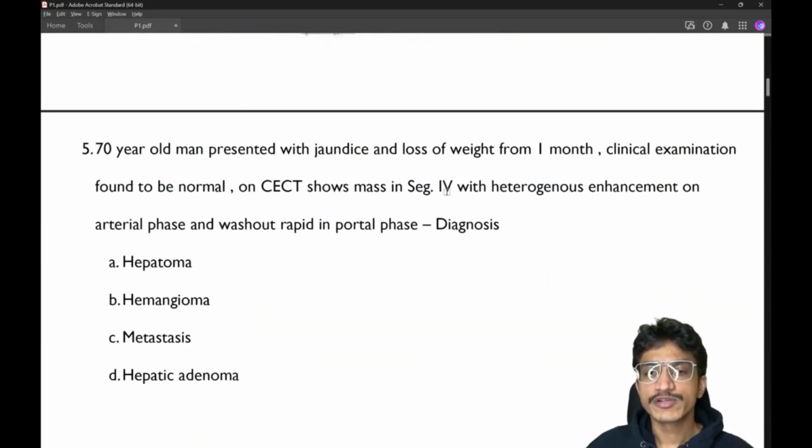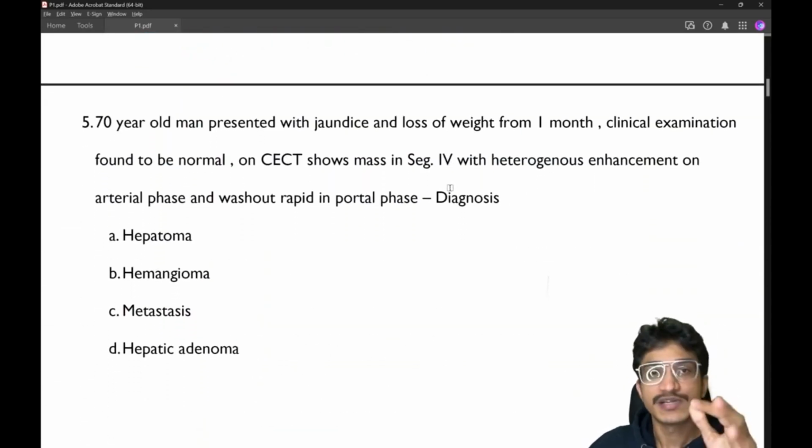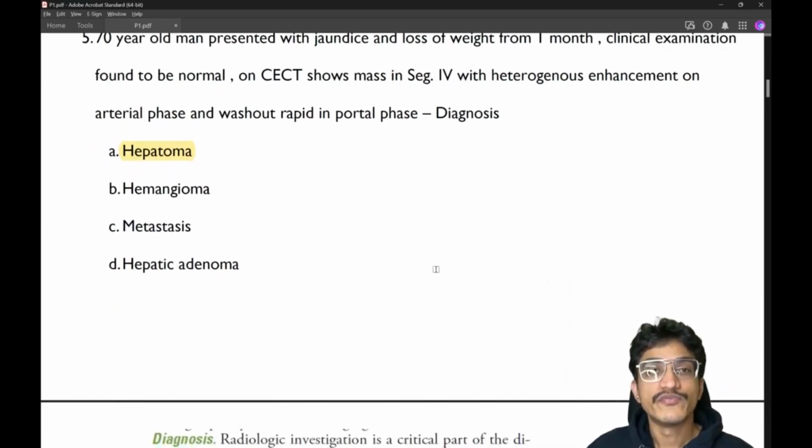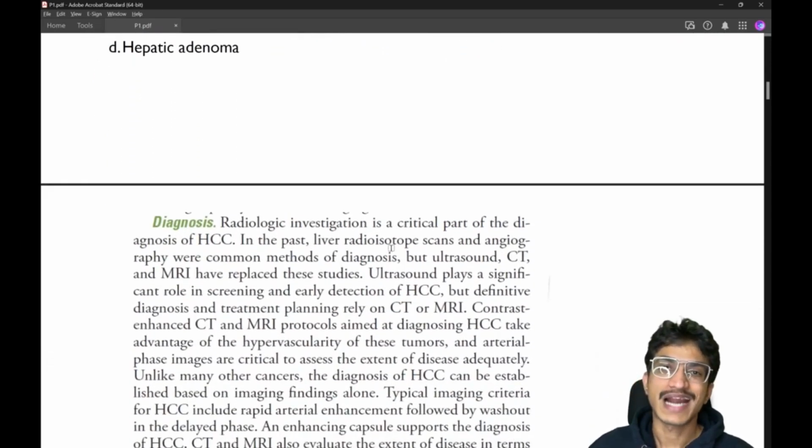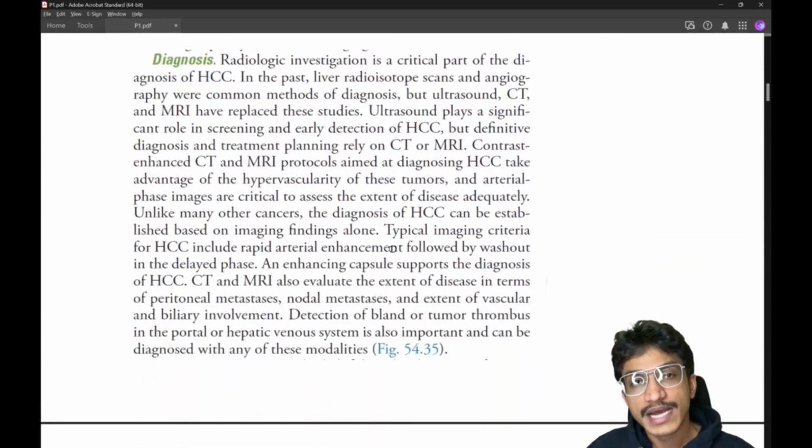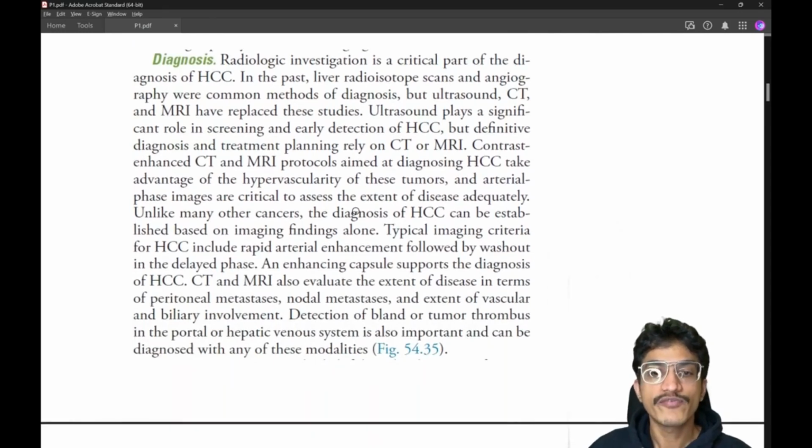Okay. Moving into the next question, a patient with a CT scan, liver tumor with heterogeneous enhancement in the arterial phase and rapid washout. That is a very characteristic feature of a hepatoma or HCC. Okay, so very easy, very basic question: arterial enhancement and a rapid washout. So that is characteristic of HCC, that is rapid arterial enhancement followed by washout in the delayed phase.